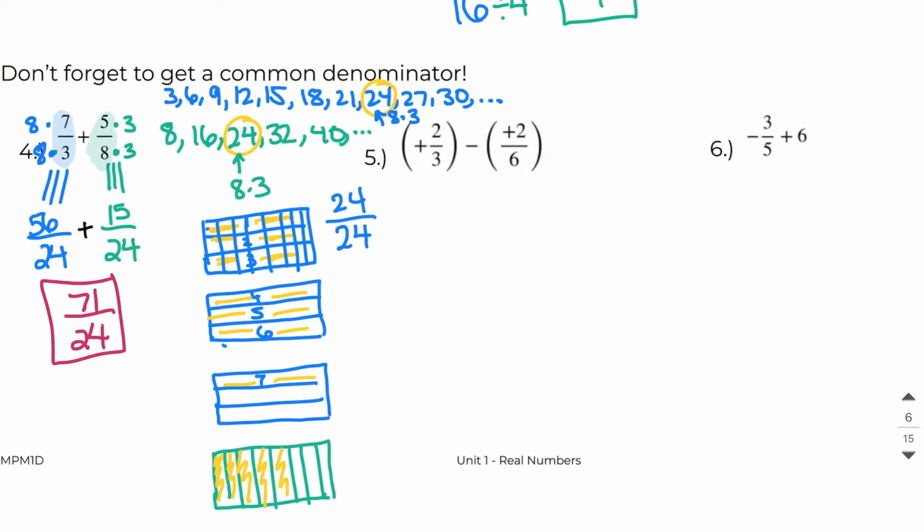So if you look here, 1, 2, 3, 4, 5, 6, 7, 8. If I count up all these little boxes, I've got 24 little boxes. And then I'm going to do this again. 1, 2, 3, 4, 5, 6, 7, 8.